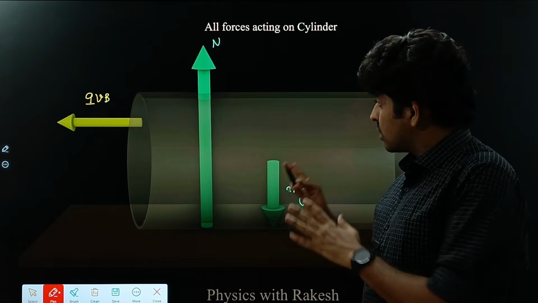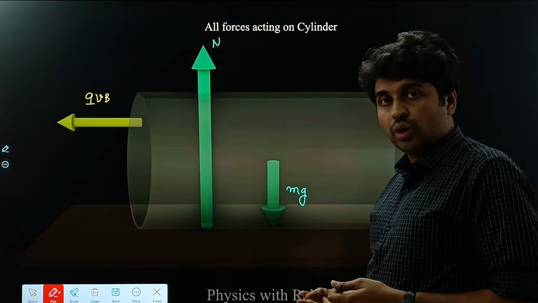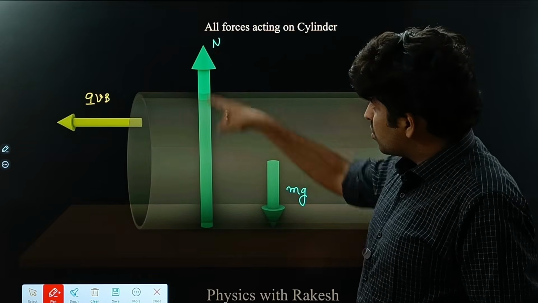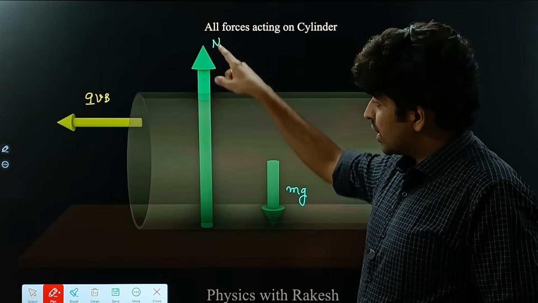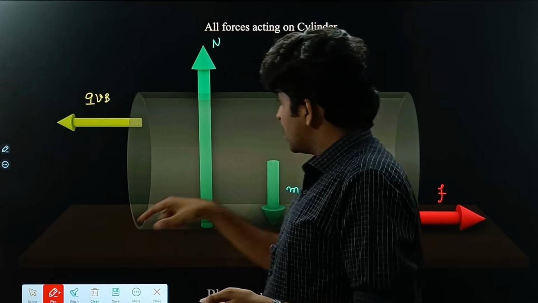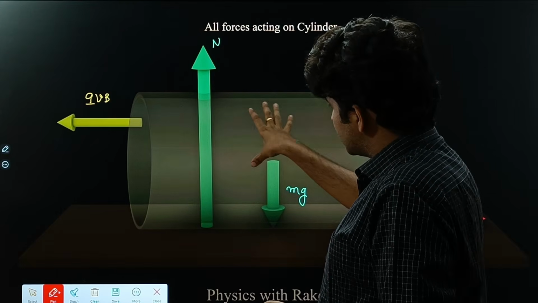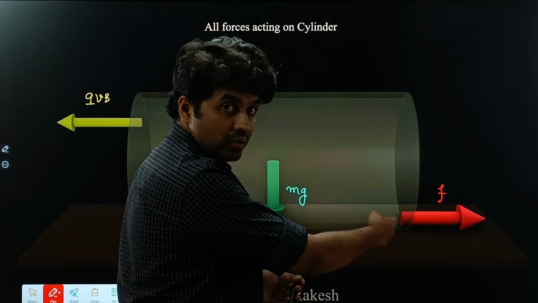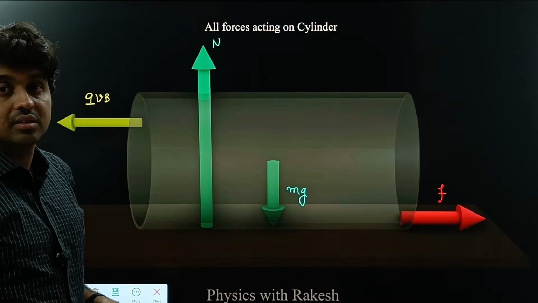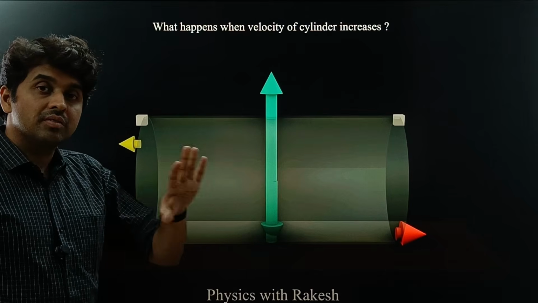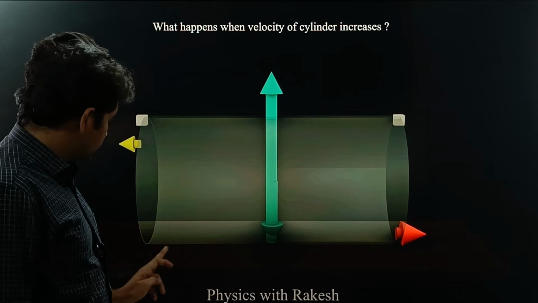Next, let us look at all the forces acting on the cylinder as it is rolling. Gravitational force in the downward direction, normal force in this direction, and the QVB magnetic force in this direction. Because the cylinder will tend to move this side, there will be a friction acting in this direction. So these are all the forces acting on the cylinder. Next, what happens when the velocity of the cylinder increases? Let us see here.